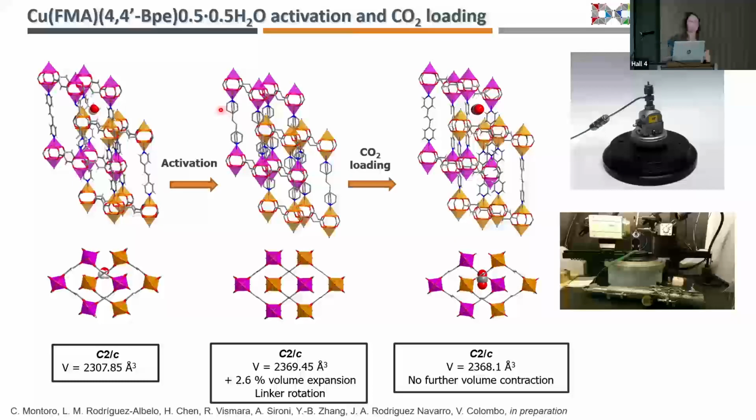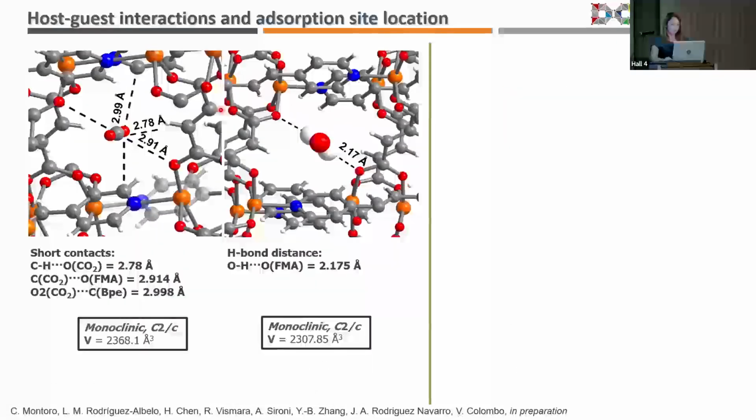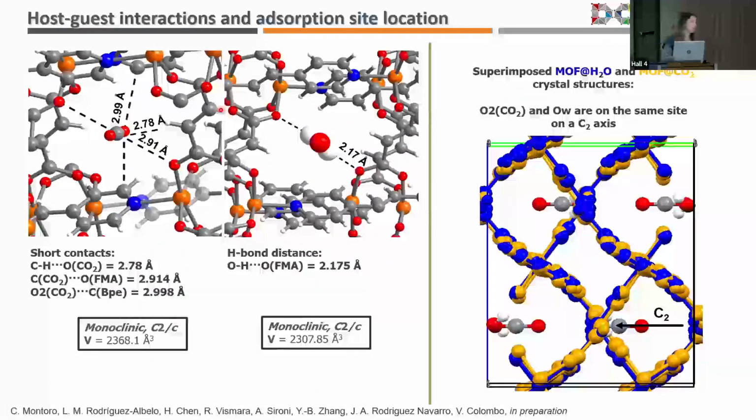Then we performed the CO2 loading, and we observed that the CO2 molecules go exactly in the same position as the water molecule. If you superimpose the two structures, in this picture on the right, you can see that one of the oxygens of the CO2 molecules goes exactly in the position of the water molecules, which means to me that this is the primary binding site of this system.